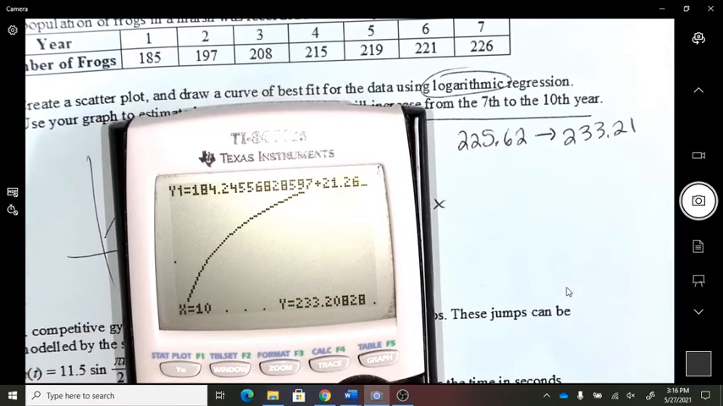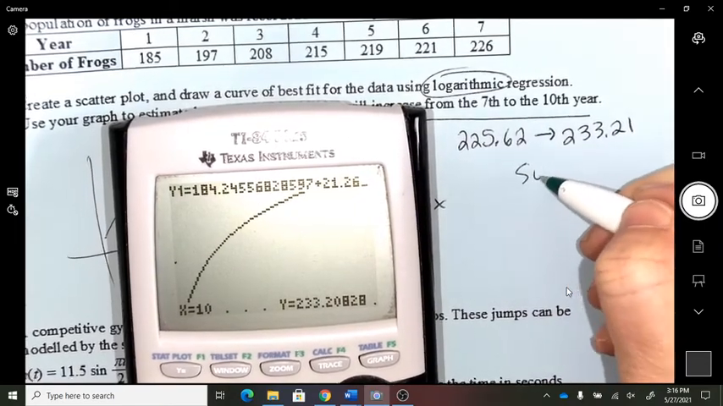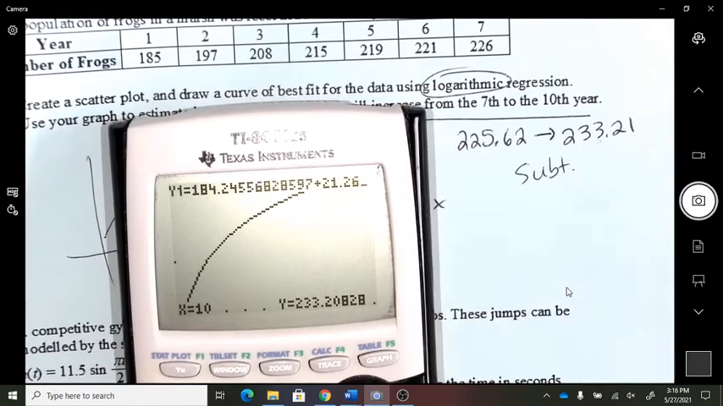Okay, but I asked how much it's going to increase by. So how much did it go up? So you would subtract here. What is the difference in?